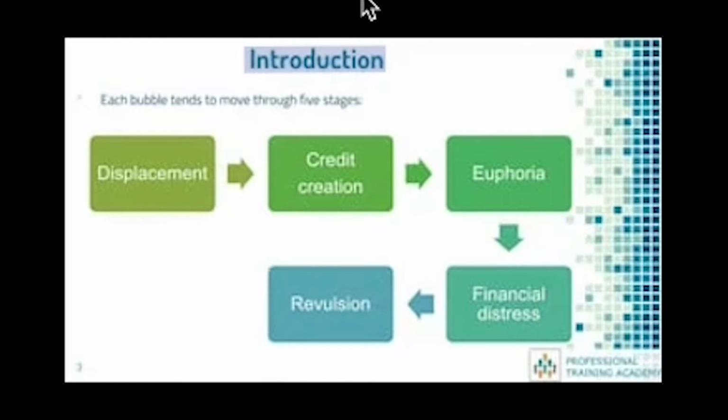And the way it works is displacement is essentially a new technology or a new development that changes the status quo. So, think of Bitcoin, for instance. All of a sudden, remember everyone's talking about blockchain technology. Oh, it's a great way of keeping a list online that's universal, and it's incredible, new displacement, right? It changes something. You then have credit creation.